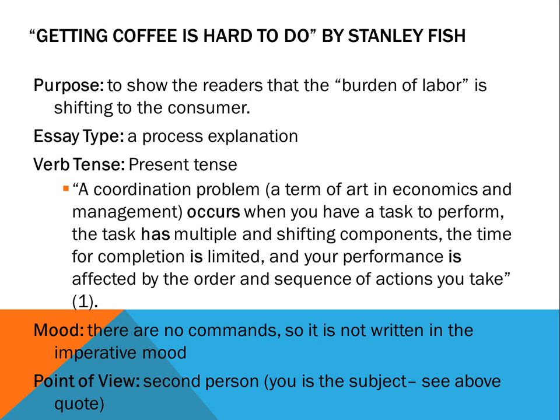Let's take a look at paragraph 6. So paragraph 6 happens just after he has you, which is the point of view, right? This essay is written in the second person. You is the subject. He says that you walk into a coffee bar. And then we have paragraph 6.